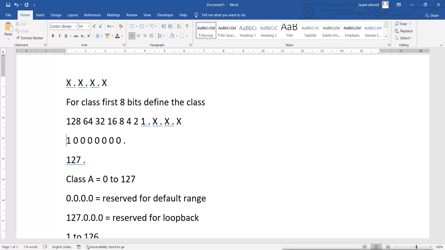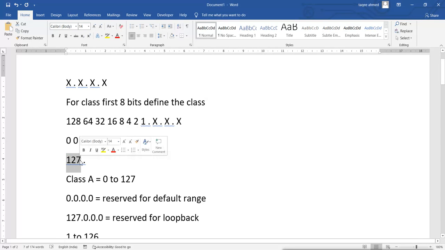So for the first 8 bits, the first bit and the second bit are reserved. The first bit cannot be 0 and the second bit cannot be 1. Why is it like this? Because if you disable the first bit and enable all the rest of the bits, then still you will only go up to 127. You will never reach 128.